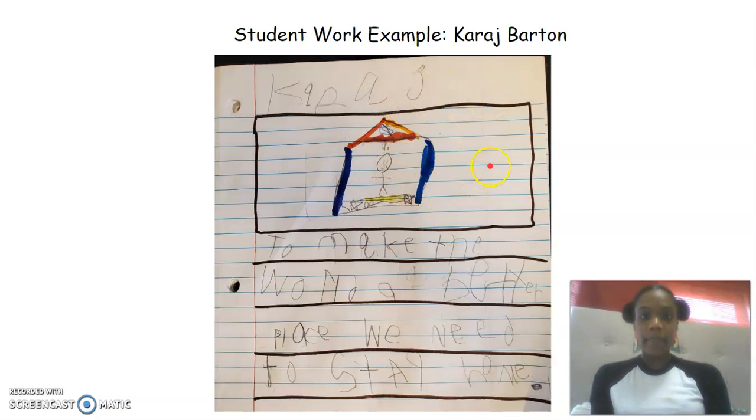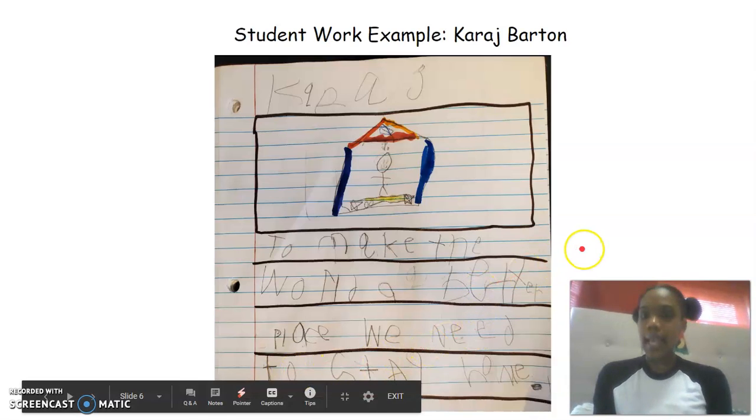And in this writing piece, the student drew a picture, right? And the picture has colors. That's why I say it's so important to have your crayons, because look how beautiful that picture is. It's amazing. Great job. So here it says, to make the world a better place, we need to stay home.